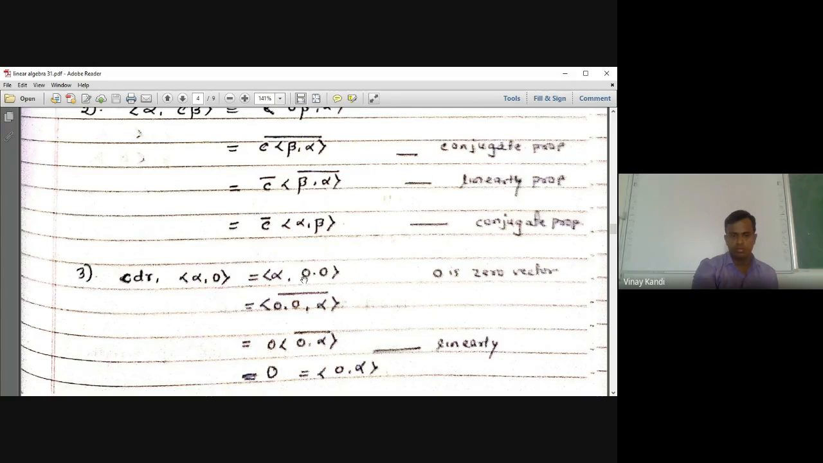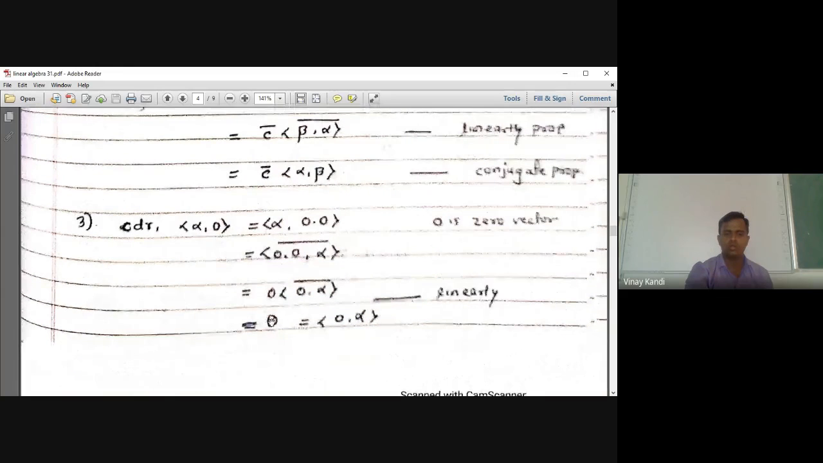Now by conjugate property we can write like this: inner product of 0 into 0, alpha bar. If 0 is here, then we can take 0 outside. Then 0 into inner product of 0, alpha bar, by linearity property. Hence 0 into anything becomes 0. Hence inner product of alpha, 0 is equal to 0. Hence the third statement is also correct.